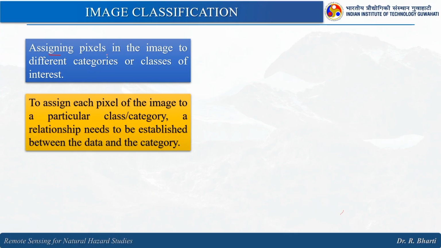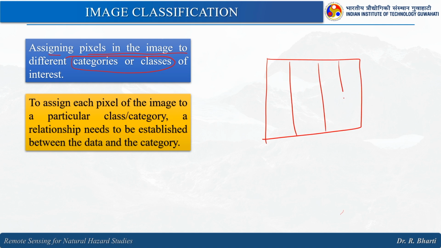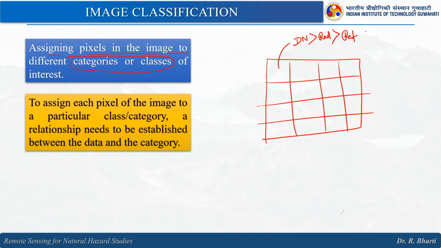So, we will try to understand what is image classification. Image classification is a process by which we assign a pixel to a particular class or category. Remember we have this image, and initially when we captured it we had the DN, then we converted to radiance, then we converted to reflectance or emittance. So, let us say now we have the reflectance values, but these reflectance values are arranged in such a way that you are able to see the image.